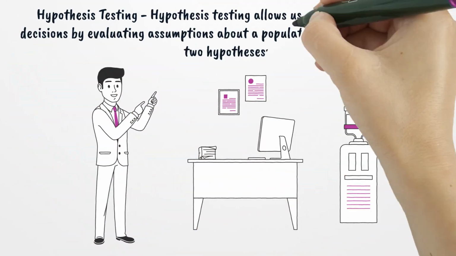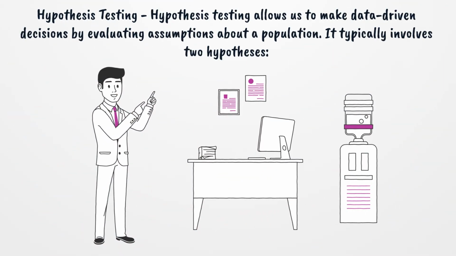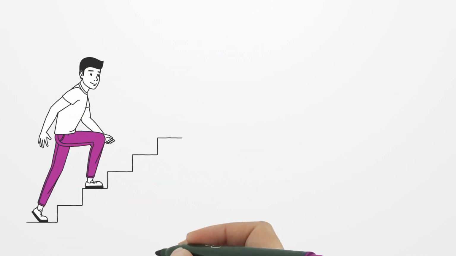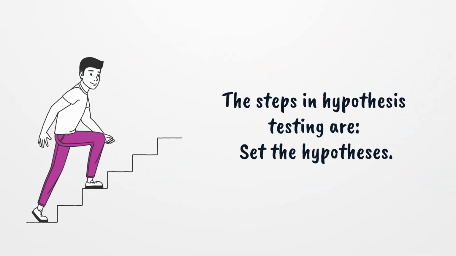Hypothesis testing. Hypothesis testing allows us to make data-driven decisions by evaluating assumptions about a population. It typically involves two hypotheses. Null hypothesis, H0, the hypothesis that there is no effect or relationship; alternative hypothesis, H1, the hypothesis that there is an effect or relationship. The steps in hypothesis testing are: set the hypotheses.